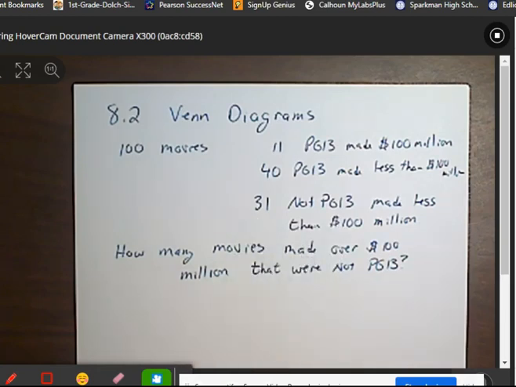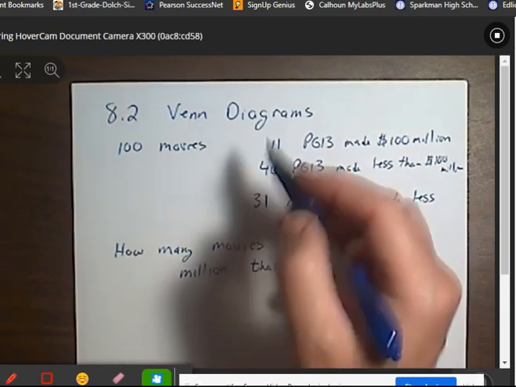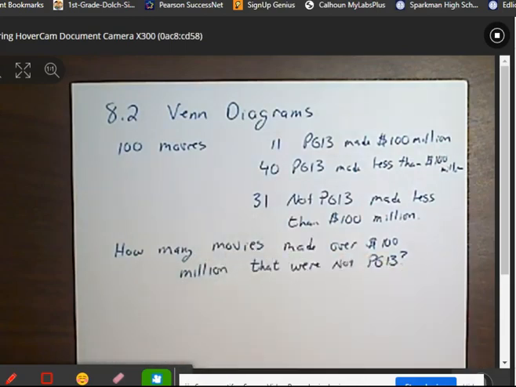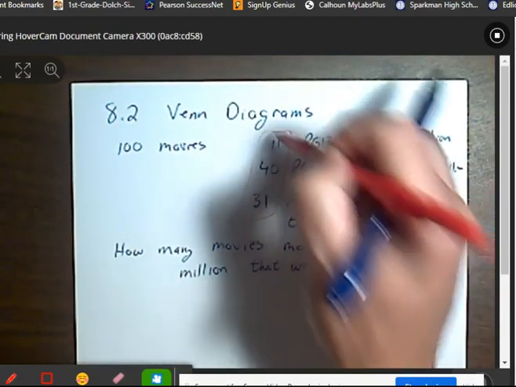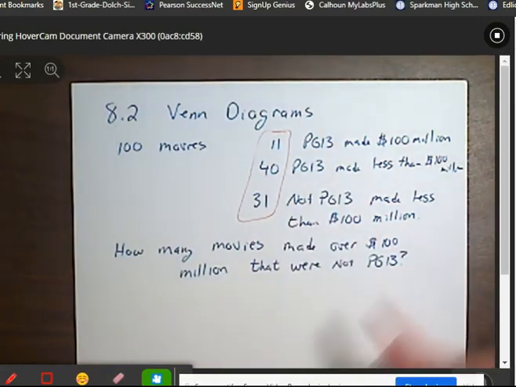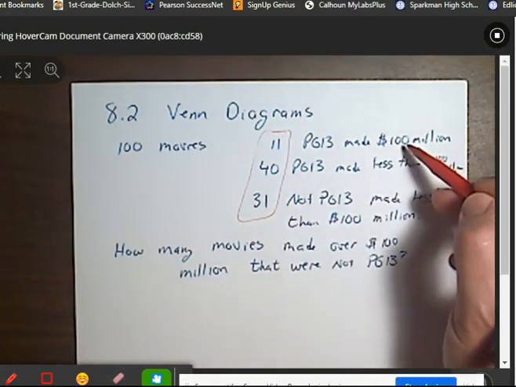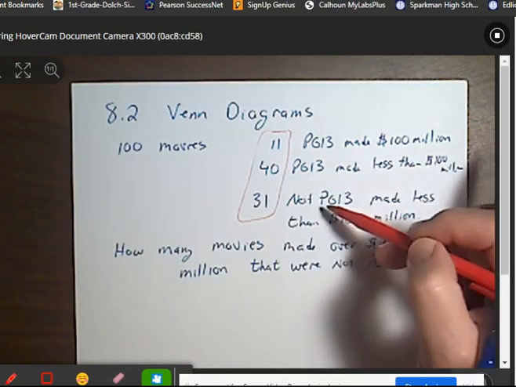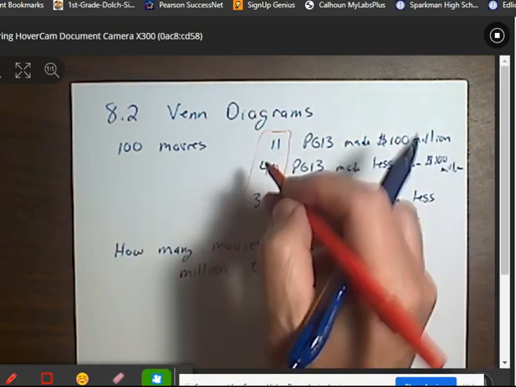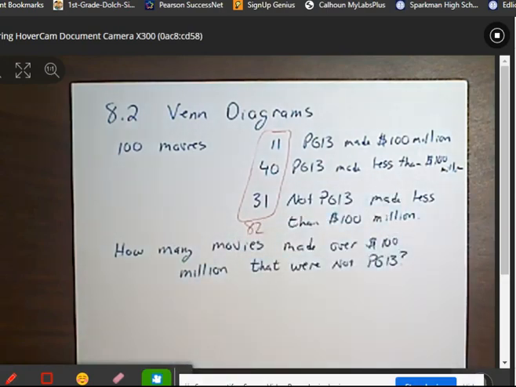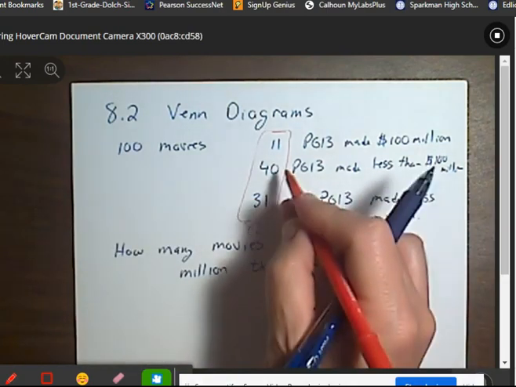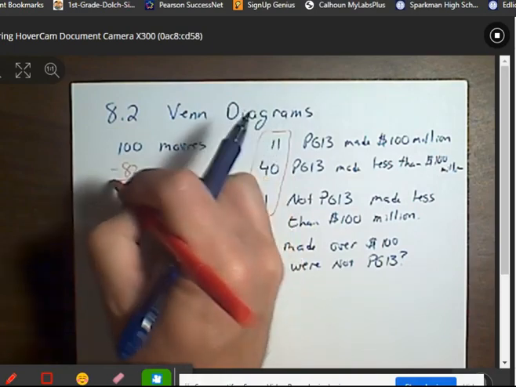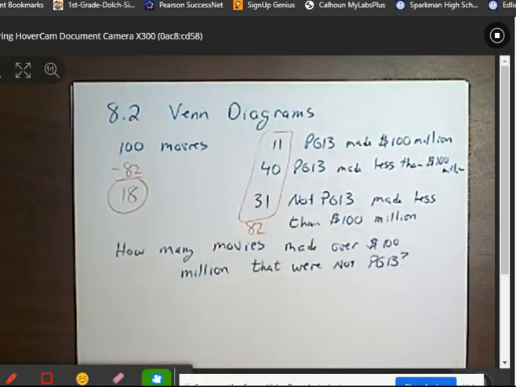So I thought, well, this is not even a Venn diagram problem. This is just a total. You've got 100 movies. If you add all these together, because they're all in different groups, this one's PG-13 $100 million or more, PG-13 less than 100 million, and then this was a not PG-13. I added all these up, and that's 82 movies. They made 100 movies. We've taken care of 82, so then we just subtracted those two, and that came out to be 18 movies. They try to make it a Venn diagram problem, and it's really not a Venn diagram problem.